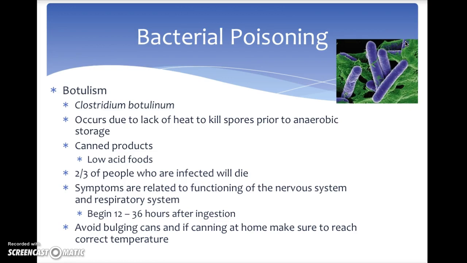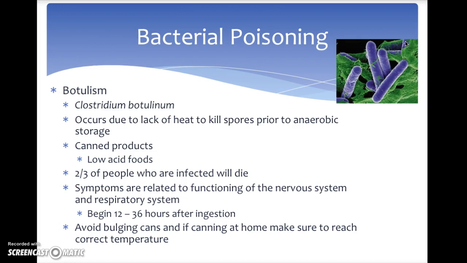Because if you were to consume something that had this botulinum bacteria in there, the likelihood of death is very, very high. In fact, 2/3 of people who are infected will die, especially those in our high-risk groups like older adults, children, and people with chronic illnesses. And the symptoms of this one are very different, because this bacteria affects the nervous system and the respiratory system. So you will have some paralysis.